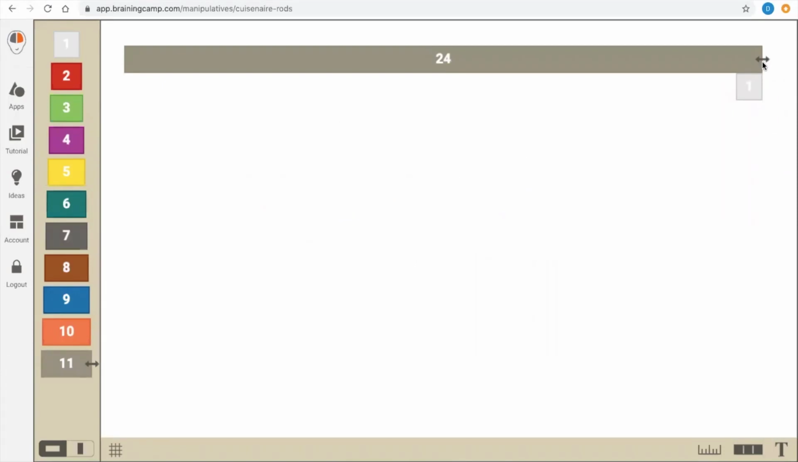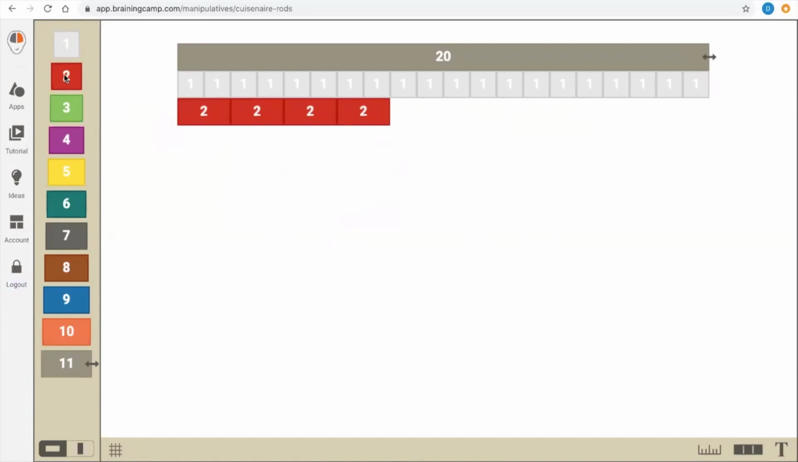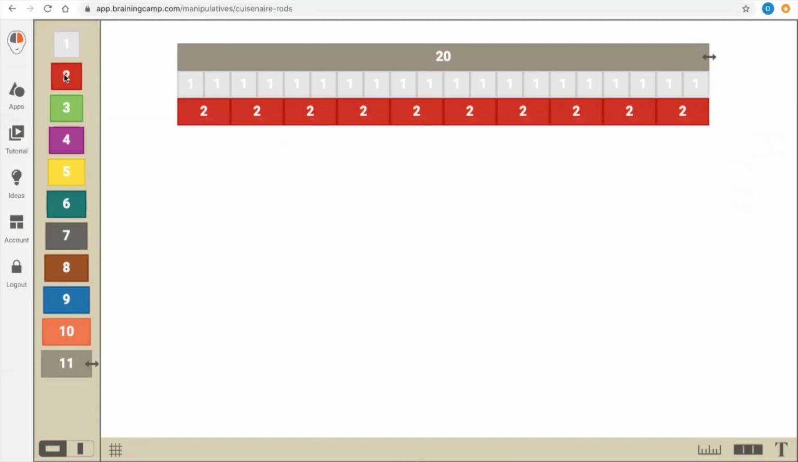So let's just say that we want to try and find all of the factors of 20. So we have our bar here representing 20, and we want to figure out which pieces fit into 20. Well, we can put in 20 ones, which fits perfectly. The next one that we might try is 2, and we can see that if we put in 1, 2, 3, 4, 5, 6, 7, 8, 9, 10 2s fit perfectly under our 20.